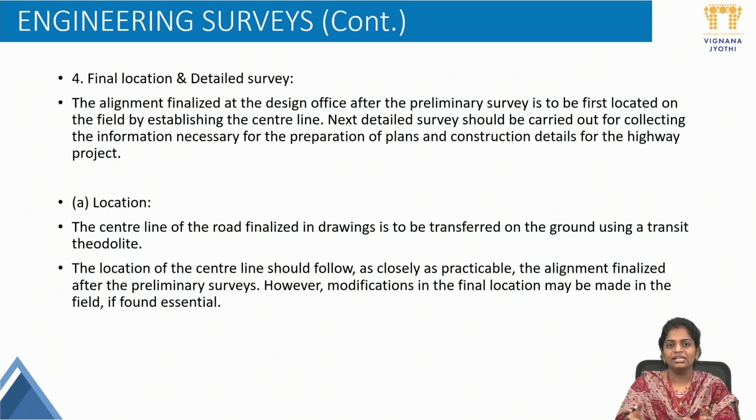The alignment finalized at the design office after the preliminary survey is to be first located on the field. First, we have to go and draw the center line. Next, detailed survey should be carried out for collecting the information necessary for preparation of plans and construction details for the highway project. Here, first one is location. We have to finalize the location. The center line of the road should be finalized in drawings to be transferred on the ground.